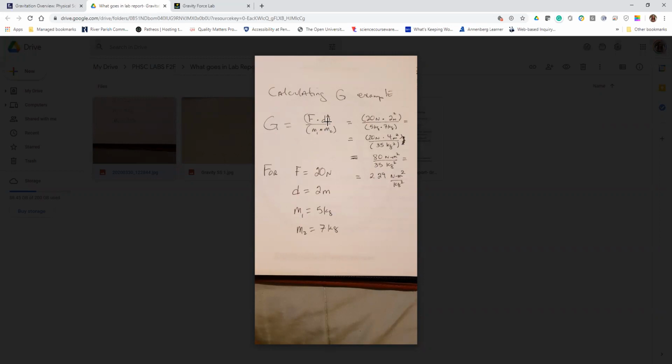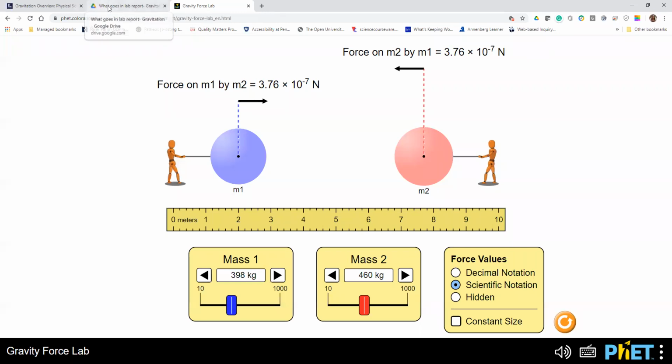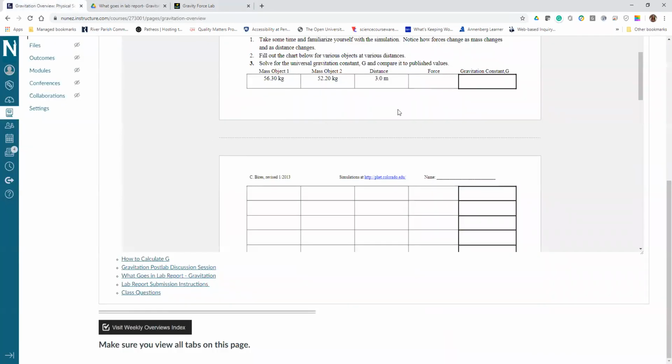So I plugged in my force. I plugged in my distance, squared it. And then I plug in my two masses in the denominator and multiply them. And I use that in this formula to calculate big G. So I got a value of big G, 2.29 Newton meter squared per kilogram squared, because the unit for big G is Newton meter squared per kilogram squared. Now, I showed you earlier that the value for big G is typically 6.67 times 10 to the minus 11 Newton meter squared per kilogram squared. Well, if I got 2.29, that's way off from that, right?